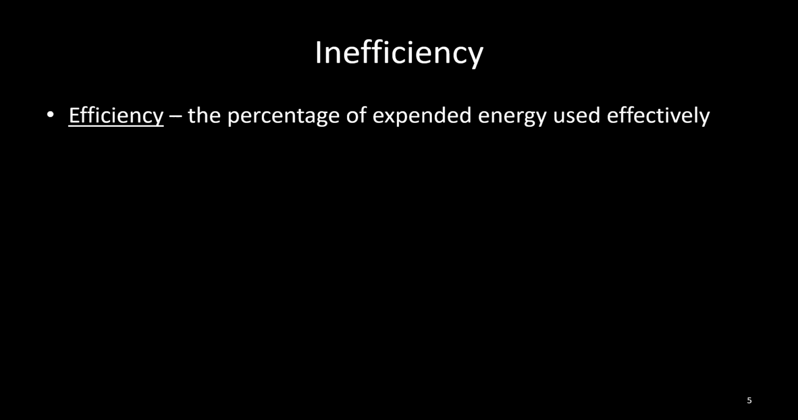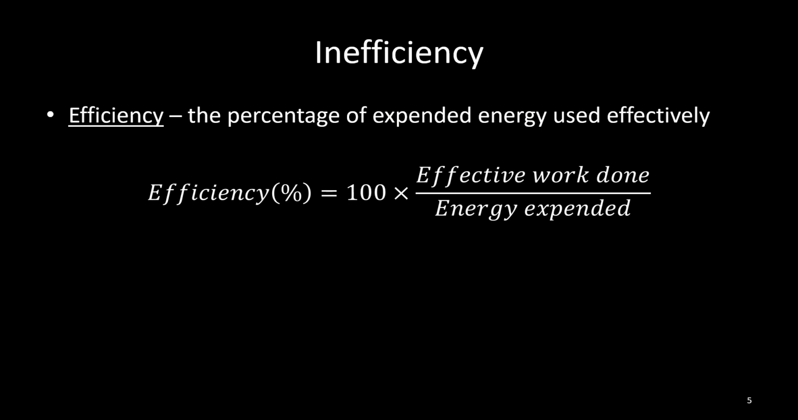Okay, so to define inefficiency, first of all, I'm going to talk about what efficiency is. Efficiency is the percentage of expended energy that is used effectively. To express that as a percentage, we take the effective work done, divide that by the energy that was actually expended, and multiply it by 100. So if we did a task that involved 5 joules of work, but we actually used 50 joules of energy to do it, then the efficiency would only be 10%.